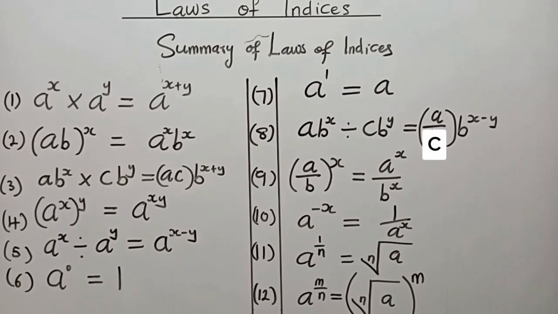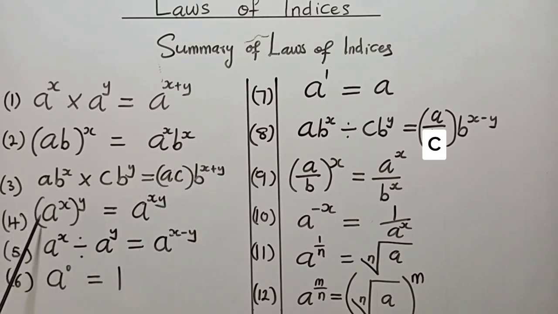Summary of the laws of indices across all the sections. Number 1: a to the power x times a to the power y is equal to a to the power x plus y. Number 2: a times b all to the power x is equal to a to the power x times b to the power x. Number 3: a to the power x times b to the power y is equal to ab all to the power x plus y.